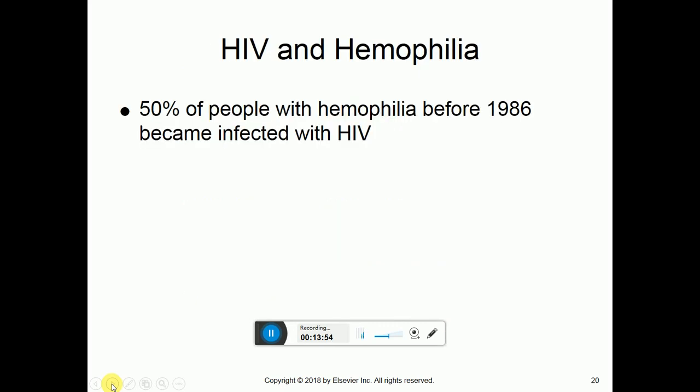HIV and hemophilia. 50% of people with hemophilia before 1986 became infected with HIV because we didn't screen blood very well. Since then, I don't think there's been any known cases. I think that's what your book talked about.